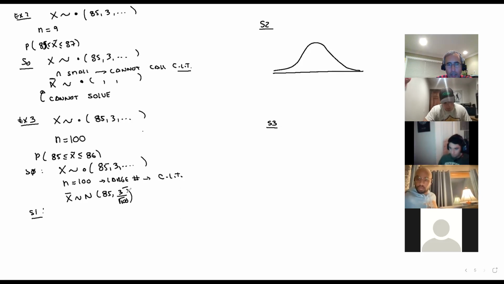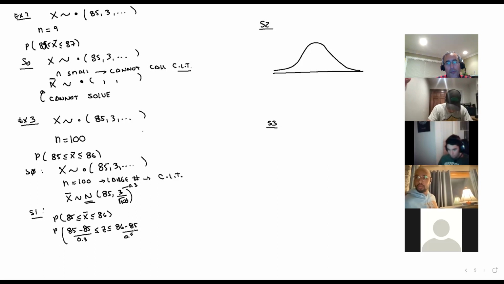And now I do my step. Once I know that this is normal, guys, I'm in the previous world. I know how to solve with a normal distribution. That's easy. So now my question is, what is the probability of X bar between 85 and 86? So I do my Z. This is 85 minus 85 divided by 0.3. This is Z, 86 minus 85 divided by 0.3. So this is equal to what?